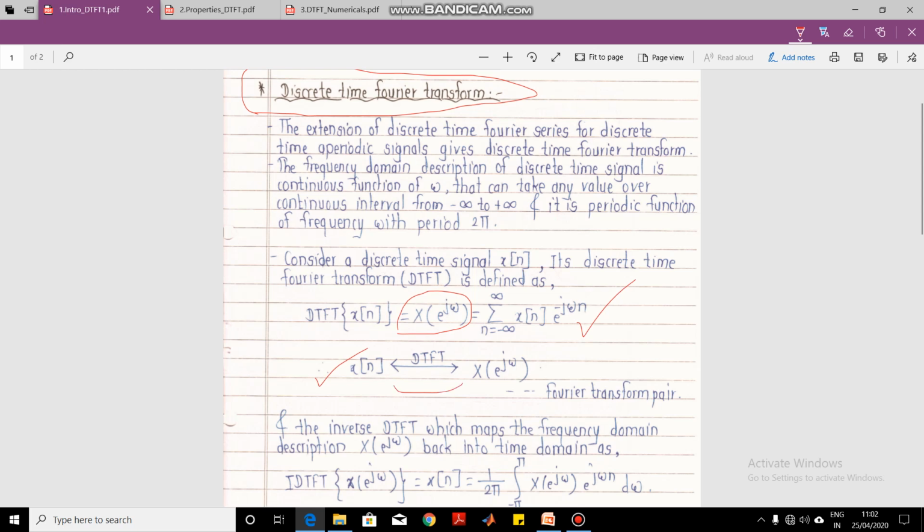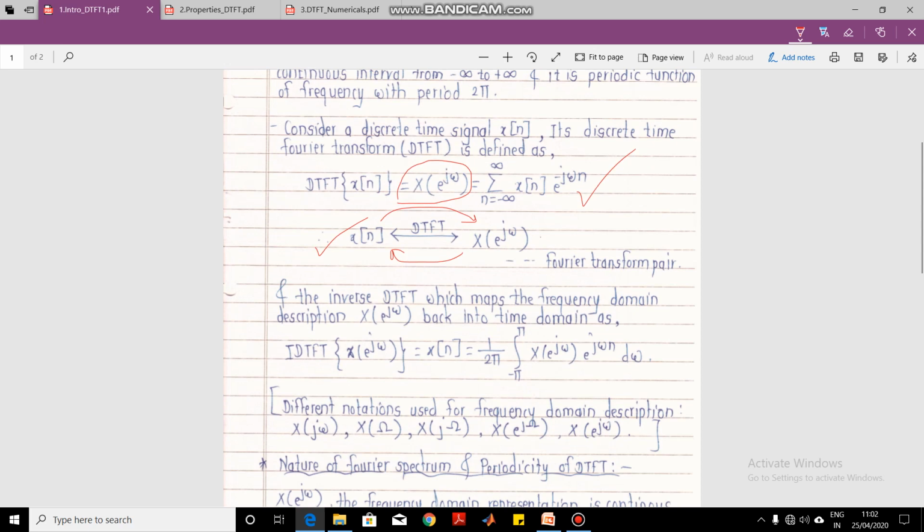If we take the inverse transform, we can go from the frequency domain to the time domain. So from time domain to frequency domain and frequency domain to time domain, this is shown by a double arrow. This is the equation for the inverse discrete time Fourier transform. If we are given the discrete time Fourier transform and we want to go from the frequency domain to the time domain, then we can use this inverse equation, which will give us x[n].